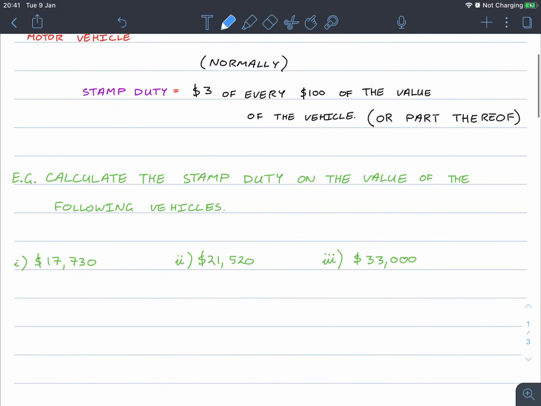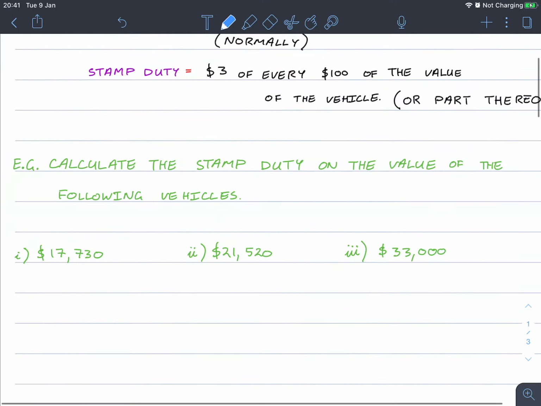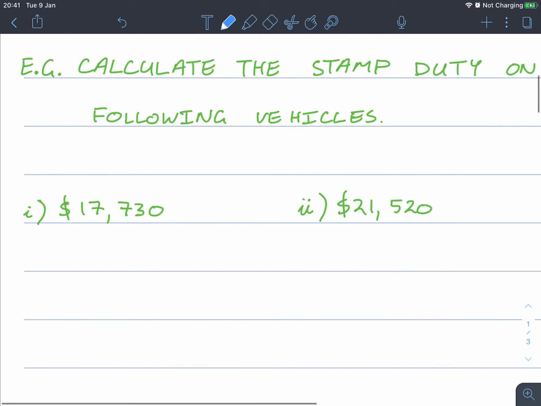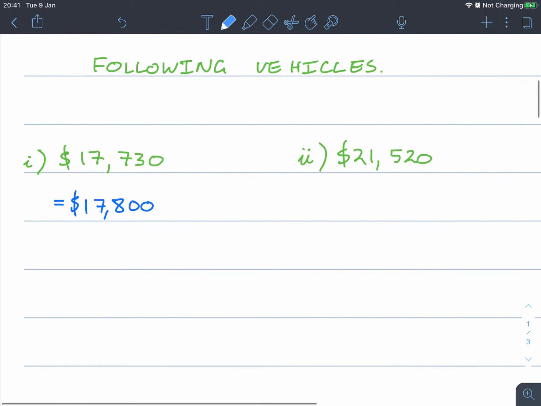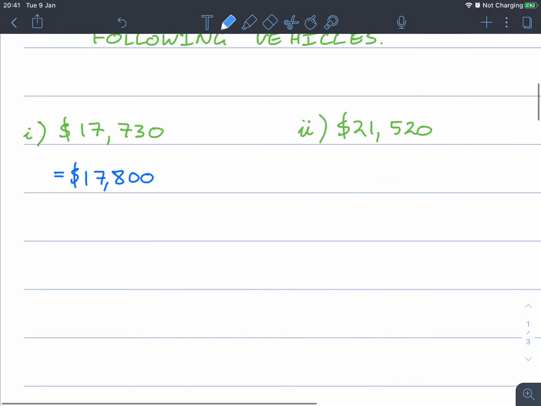Right? And you'll see how to calculate $3 of every $100. So first we need to find how many hundreds are in here or part thereof. In this case, because there's $30, we're going to round up to the next 100, so 17,800, and we're going to find $3 for every 100 here.